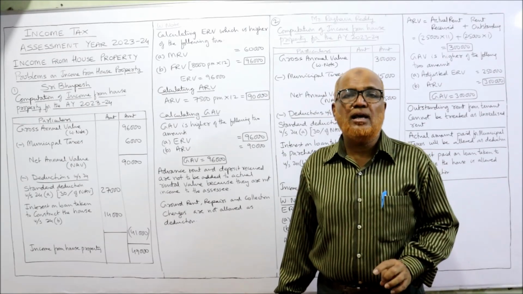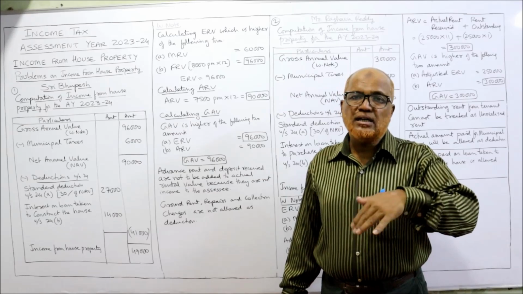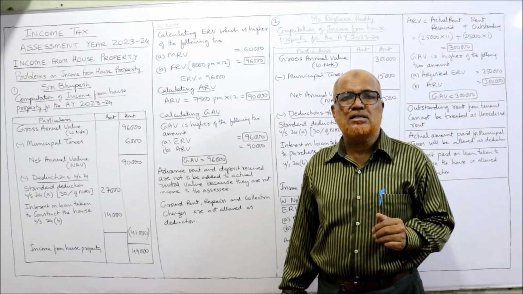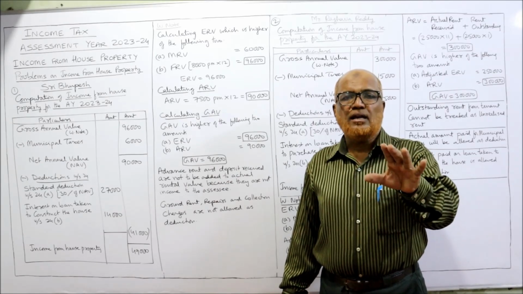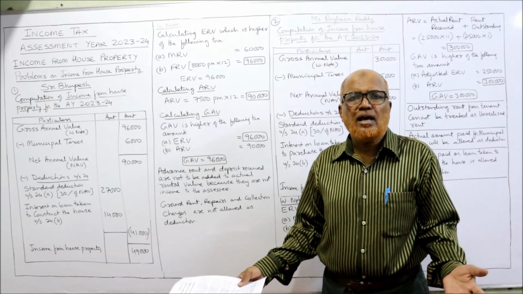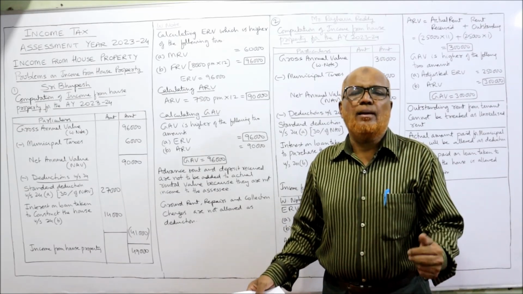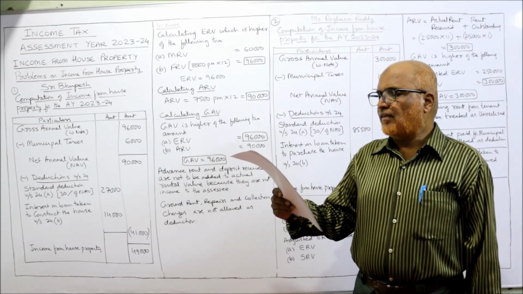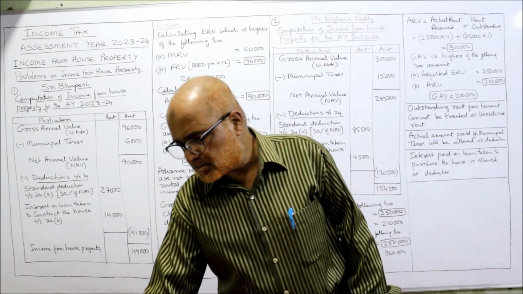It is not called unrealized rent. Unrealized rent is something different. In the next problem we will discuss more about unrealized rent. Here the tenant has not paid. He will pay in the next month. So it is not unrealized. It is realizable. So it is outstanding. Now find out the income from house property for the current assessment year.